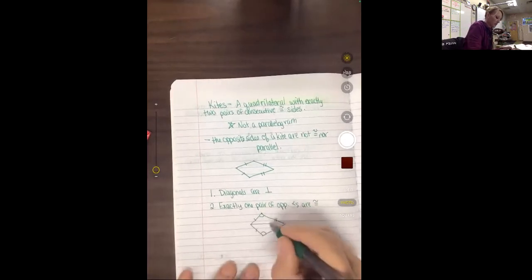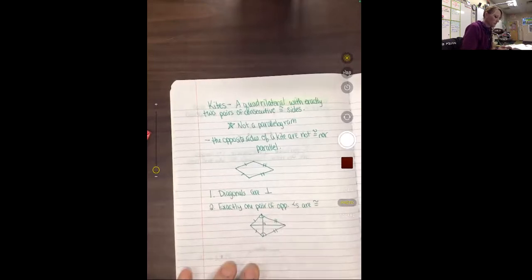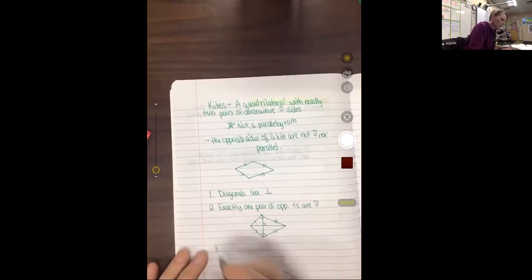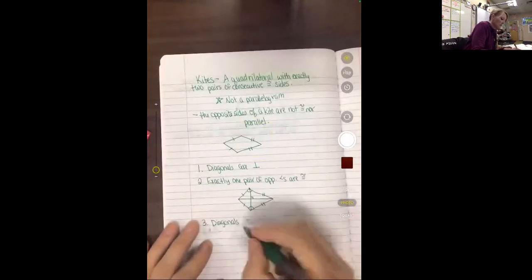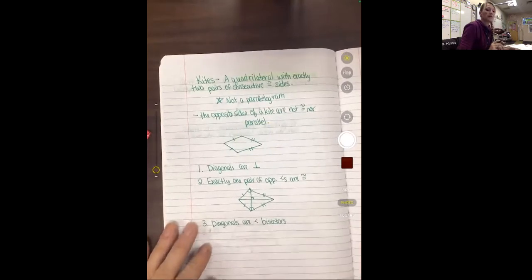And we know that diagonals are perpendicular. It doesn't tell you this, but also a third one is that diagonals are angle bisectors. That occurs in every kite as well. Okay, so we are going to add our algebra problems in here.